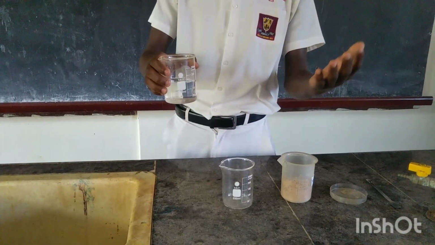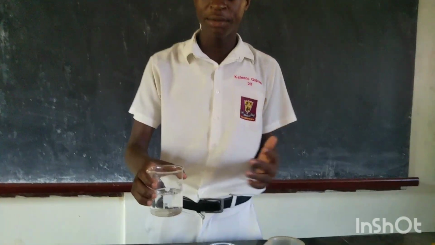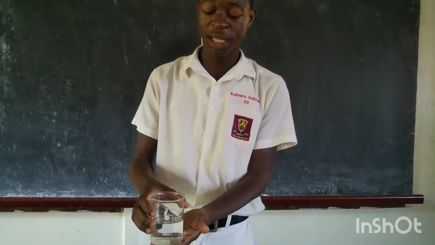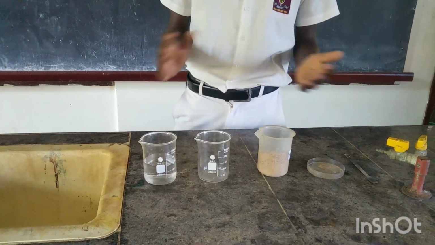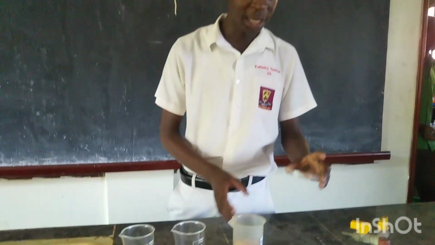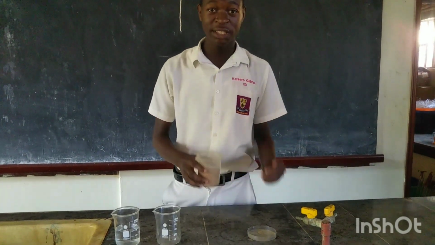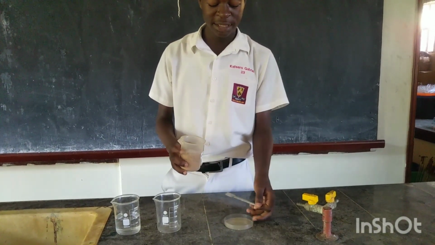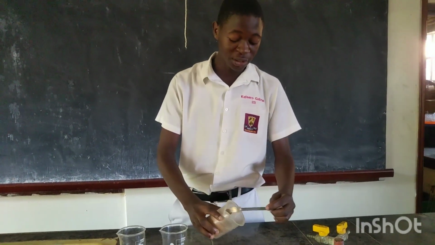As you know, our experiment is explaining how to separate sand from water. So here is my water that I'm going to use. To begin this experiment, I first need to pour the sand in the beaker into my petri dish. By pouring this sand into my petri dish, I will need a spatula here.